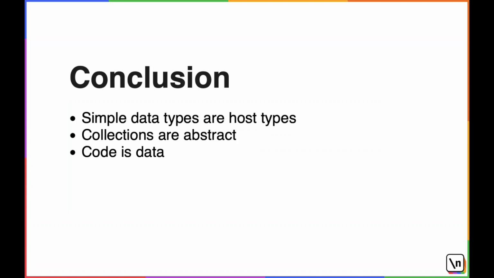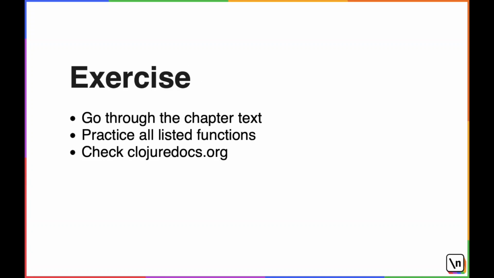In conclusion, Clojure affords us all the data types that we'd expect from a language. Some data types like numbers and strings are just host data types, whereas some others like ratios are Clojure specific data types. We also learned that collections are abstract and are built around the ISeq protocol. We then studied the homoiconic nature of Clojure to conclude that code is data and data is code. Before you proceed to the next chapter, I recommend that you read the lesson text and practice all the functions mentioned in there. This chapter just scratches the surface of the extent of Clojure's API.